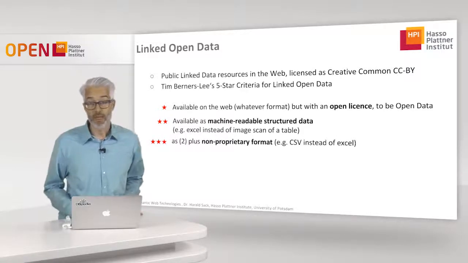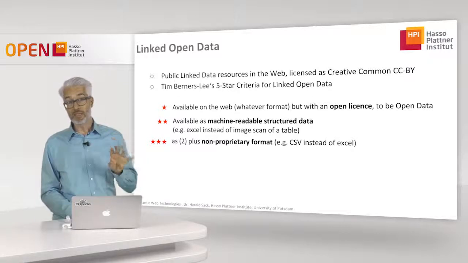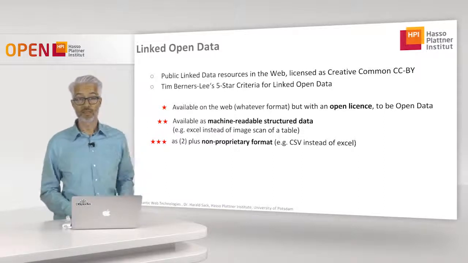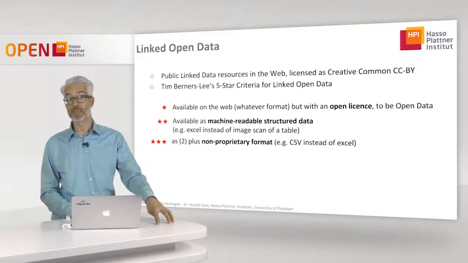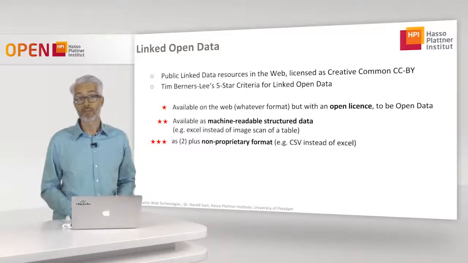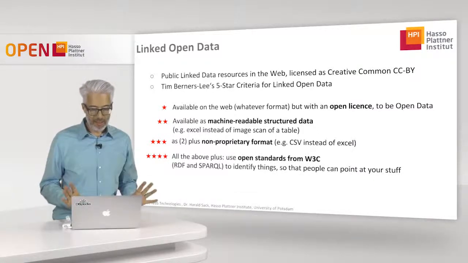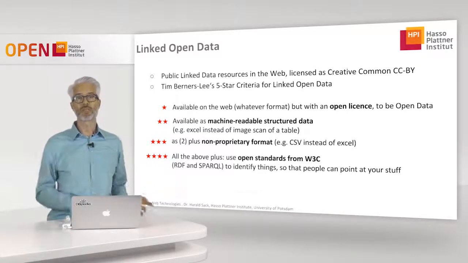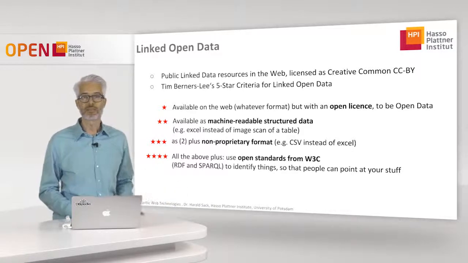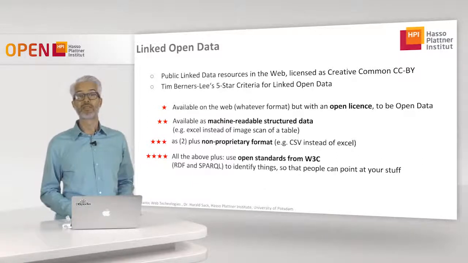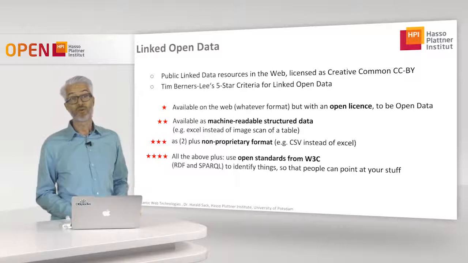The 3rd star is granted if for encoding your data, an open format, a non-proprietary format is used. So for example, if you use CSV instead of Excel, then everybody can read this data via an own API, because this is rather simple and everybody knows how it works. So then it's 3 star data. Okay, 4 star data, then all the above, plus, of course, you use the open standards from W3C, so you use RDF and SPARQL, URIs to identify things and stuff like that. And then, of course, people can point at your stuff and people can dereference your stuff. Then you have already 4 stars.